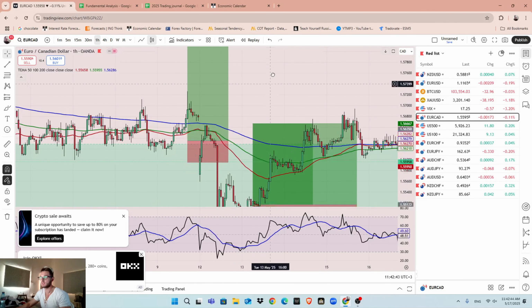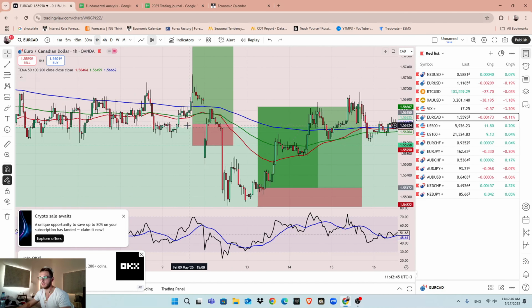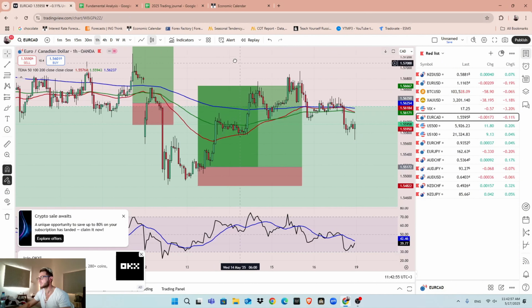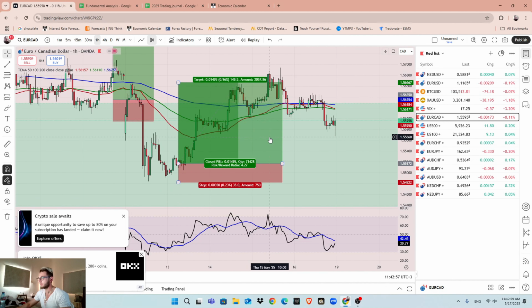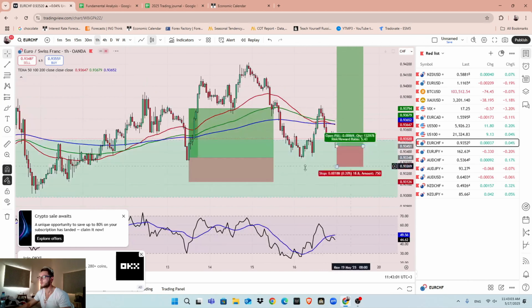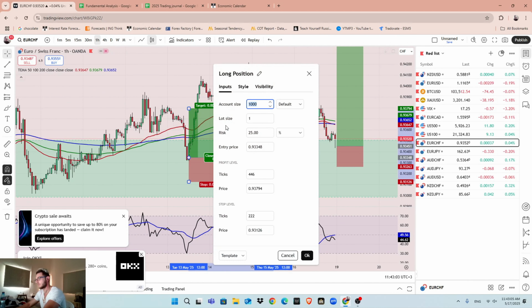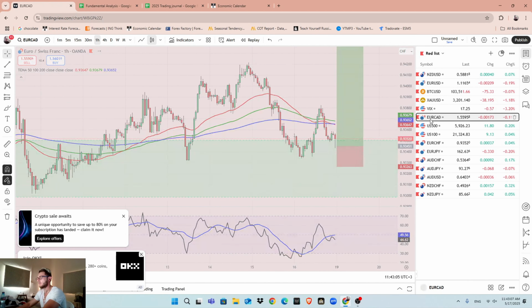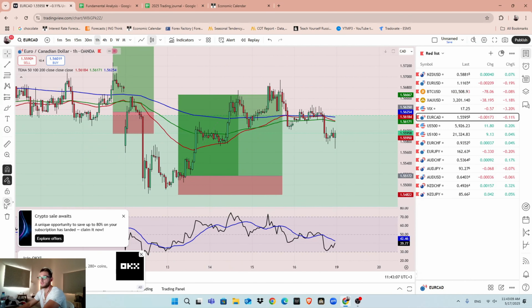So this is a limit order I had pre-market open. We gap to the downside, immediate entry with stop loss. So I lost 1% on this trade. I made 10% on this trade, and I made 5% on EURCHF right here, and 10% on EURCAD.